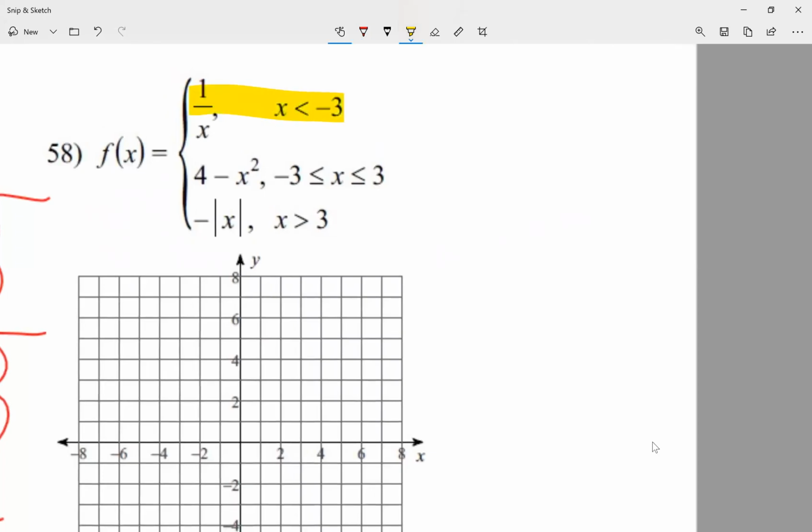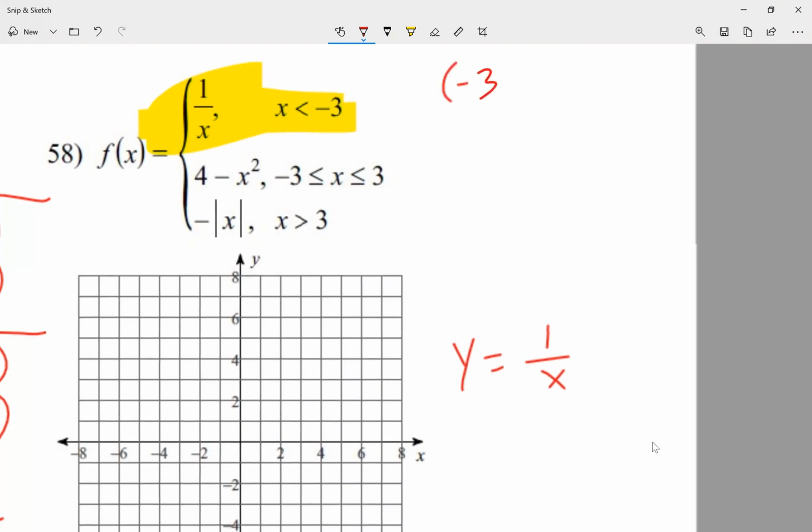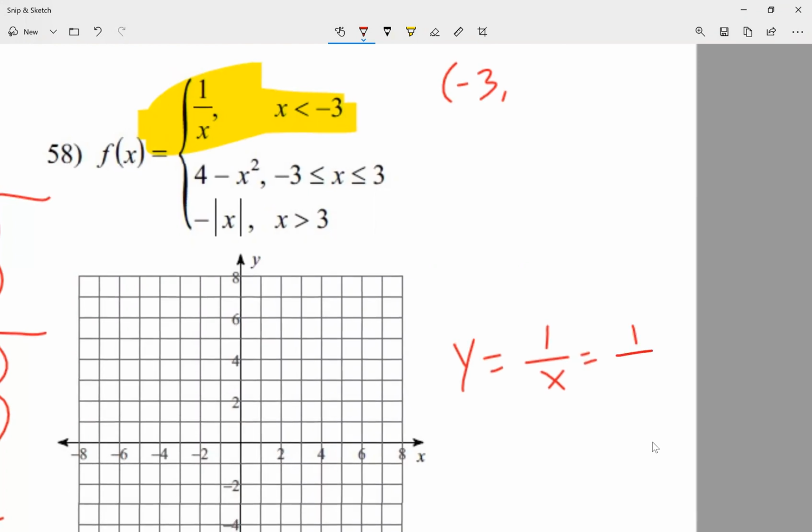All right, let's take a look at 58. My first piece, 1 over x. So this looks like y is equal to 1 over x. The x is at the bottom. Remember, this is when the graph is trying to reach the x-axis. I'm going to choose, well, what if x equals -3? Because I have to choose x less than -3. So this gives me 1 over -3, which is -1/3.